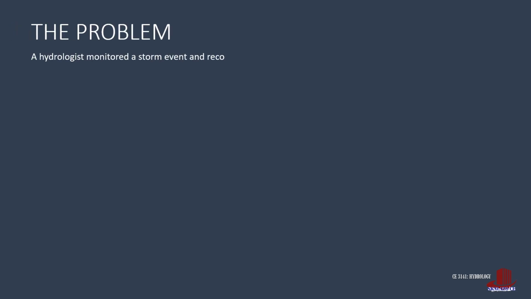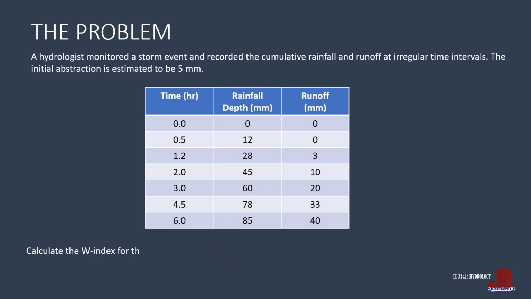The example contains a record of a certain storm over a water basin. The record consists of time, rainfall depth, and runoff. We are to look for the W index considering the initial abstraction of 5 millimeters.